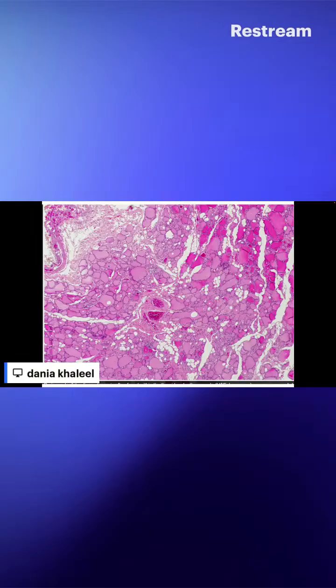Between these follicles there are the parafollicular cells, now called C cells, and they produce calcitonin. The follicular cells produce the hormones we already know, T3 and T4, which are the functioning hormones of the thyroid. The C cells, which you can't see from this power, secrete calcitonin, which we will discuss later.